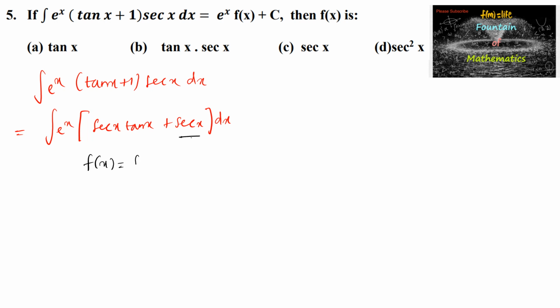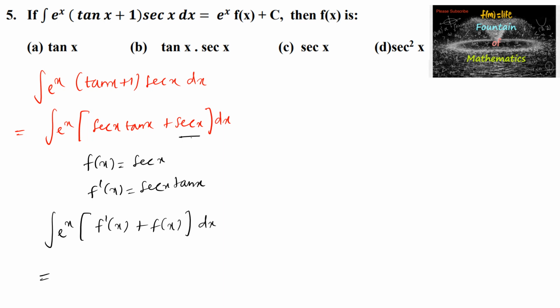So if f(x) is equal to sec x, then f'(x) is equal to sec x tan x. So we can write the integral of e^x (f'(x) + f(x)) dx. We know the property that the integral of e^x (f(x) + f'(x)) dx is e^x f(x) plus an integration constant c. So here f(x) is equal to sec x, and we can write e^x sec x + c. Therefore f(x) is sec x, which is option C.